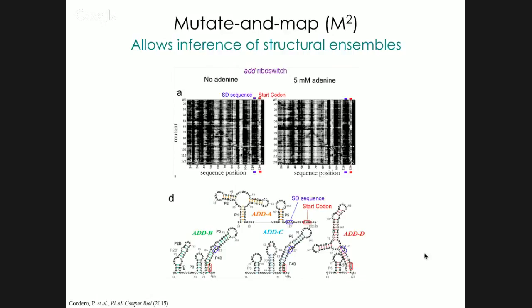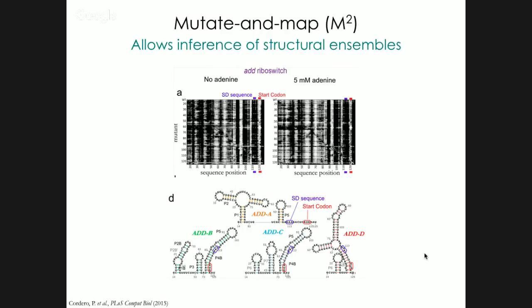So though mutate and map is a very powerful technique, it's not the easiest protocol to carry out because it requires generation of many individual sequences, which are probed in separate reactions and sequenced on the capillary electrophoresis machine. Then those data need to be aligned and quantified. This means that it can't be carried out on native RNAs purified from cells, for example, and it can't be used on very long sequences because of the number of reactions that need to be done in parallel.